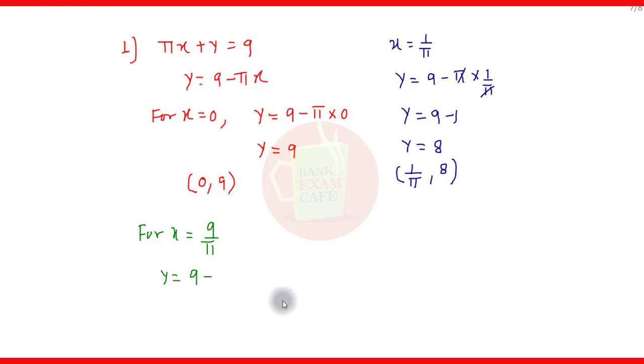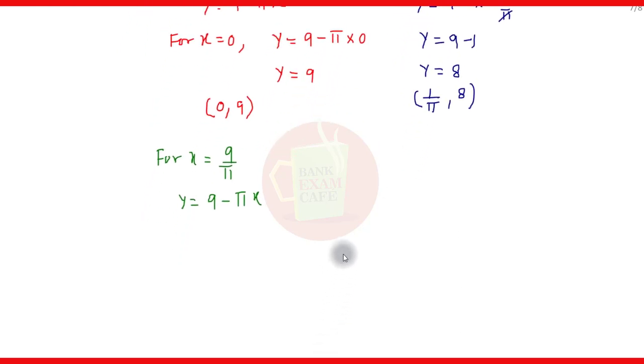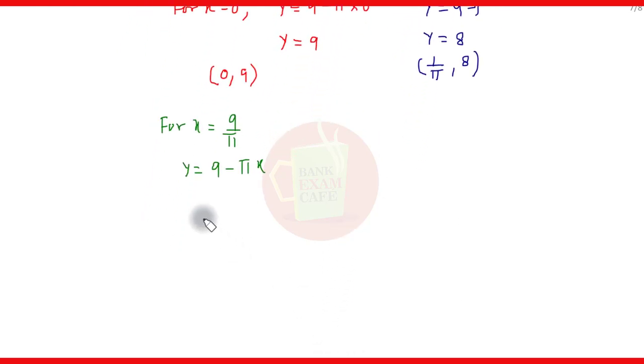y is equal to 9 minus pi x. This is the equation, and now we will solve this. So here y is equal to 9 minus pi into the value of x, which is 9 upon pi, so multiplied by 9 upon pi. This pi and pi will get cancelled, so it is equal to 9 minus 9, and so that is equal to 0. So for the value of x as 9 upon pi, the value of y will be 0. So this is the third set of the equation.